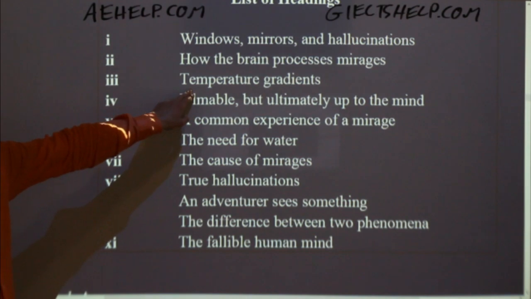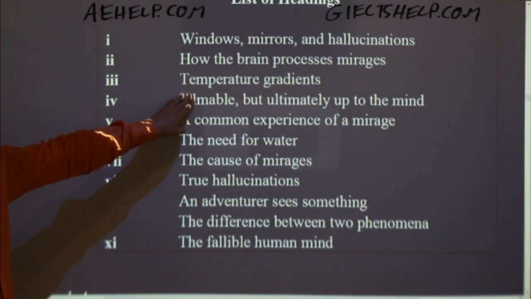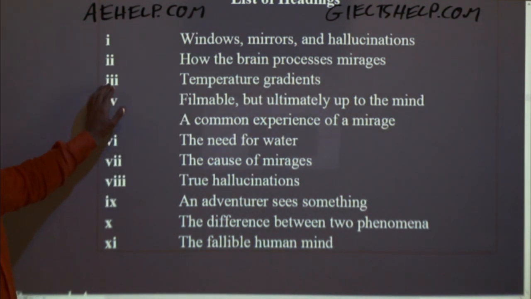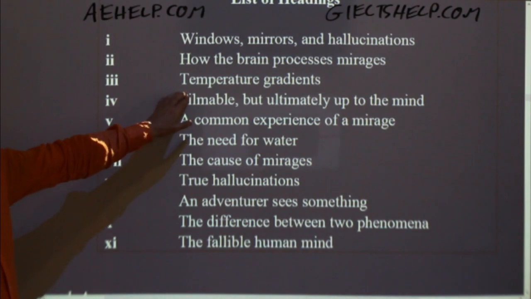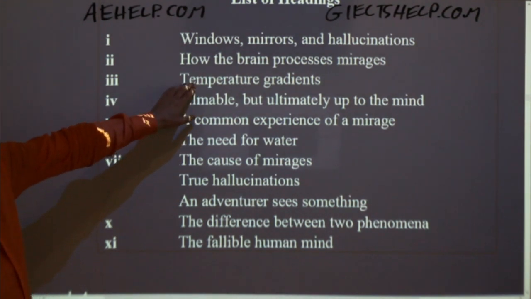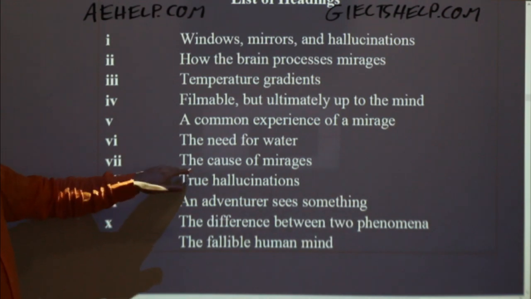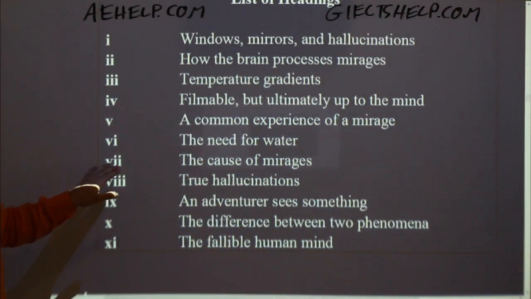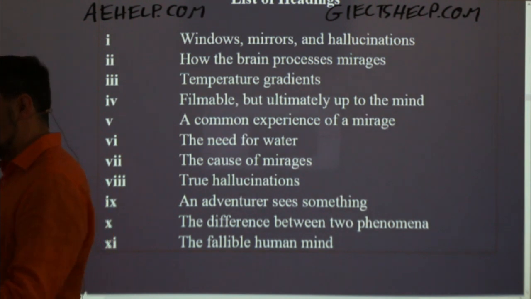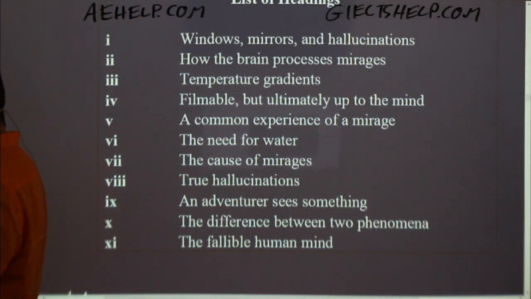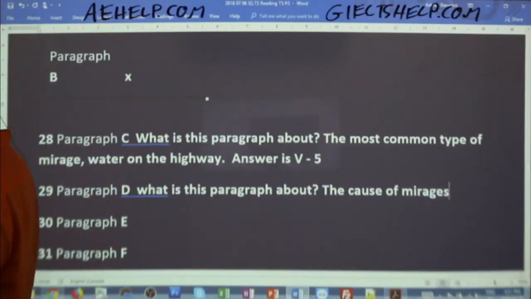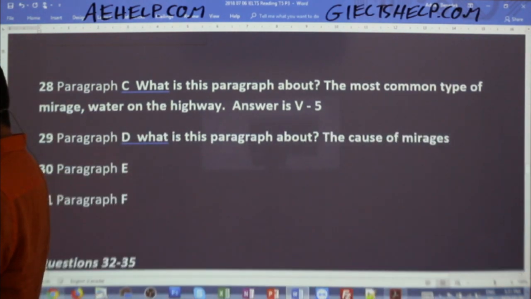That's a detail. So this is where if you're not using the right strategy that I'm showing you, it's easy for many students to accidentally choose 3 as the answer. But you would be wrong because that's just a detail or a part of that body paragraph. What the body paragraph is about is the cause of mirages. So 7 is definitely the right answer. And that's how you avoid making mistakes in list of headings, okay? So the closest match is 7. So here our answer is 7.